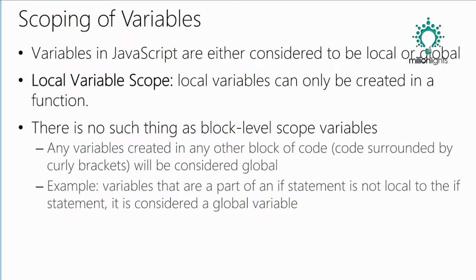Then there are the block scope variables. JavaScript does not have block scope variables. But just to go in depth, a block scope variable is pretty much any variable that is initialized inside of an if statement. That doesn't exist in JavaScript. If you make a variable inside of an if statement, a switch statement, or anything like that, it is then considered global. So I'm just going to show you a really quick example of how this would go.